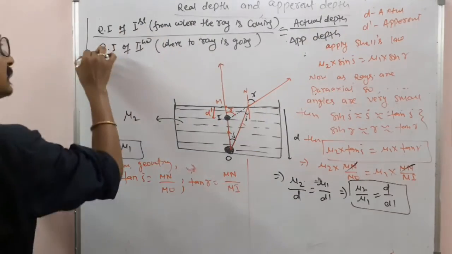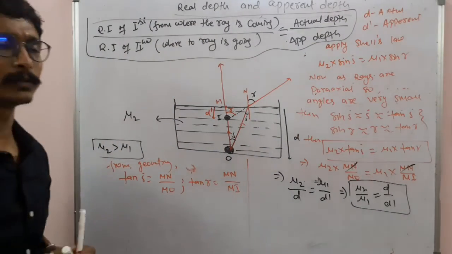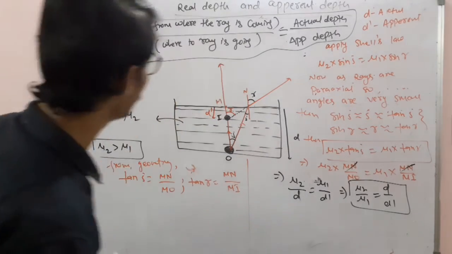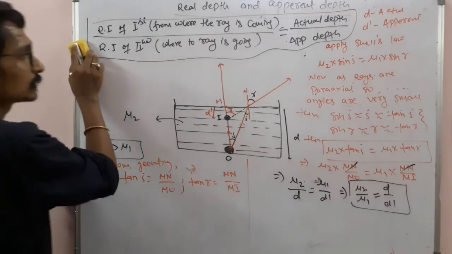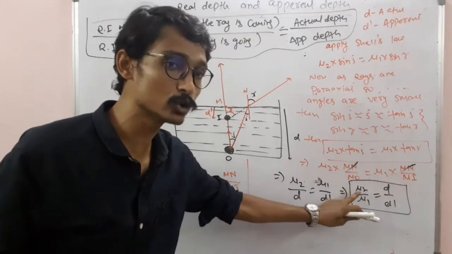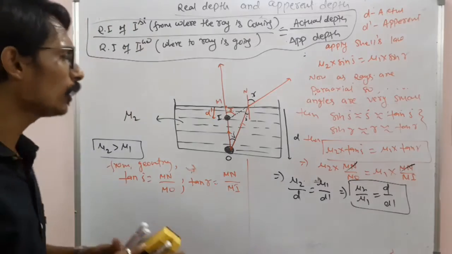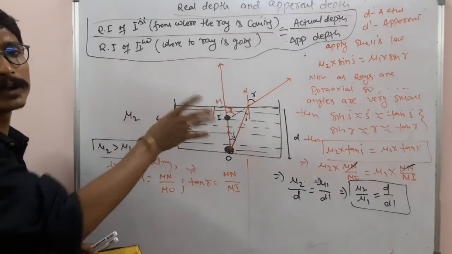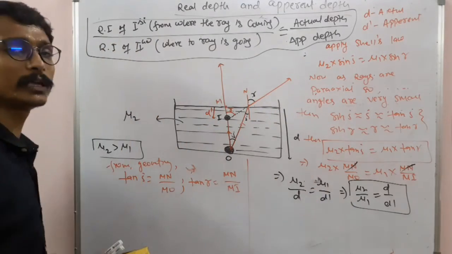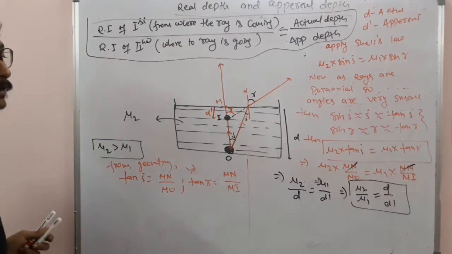So if you remember this statement, then any question related to real depth and apparent depth can be solved very easily. Okay, let's see this topic with an example. I'm writing this one. Remember this formula: mu2 by mu1. What is mu2? From where the ray is coming. What is mu1? Where the ray is going. Always take mu2 as the medium where the ray is coming from, and where the ray is going, take that as mu1, and it is equal to actual depth divided by apparent depth.